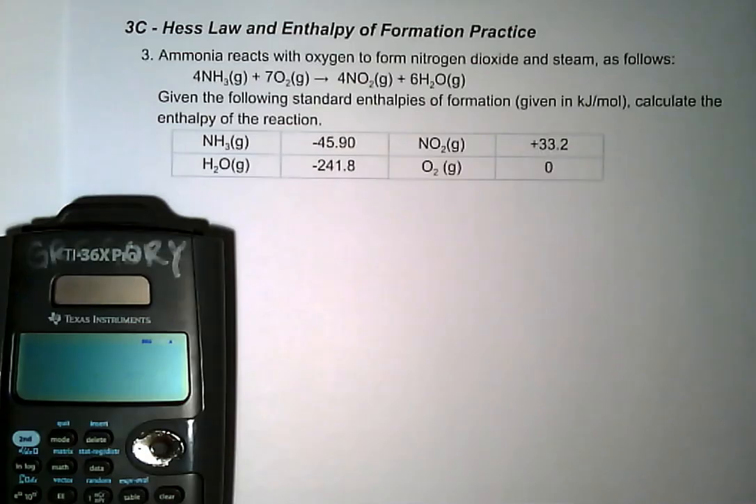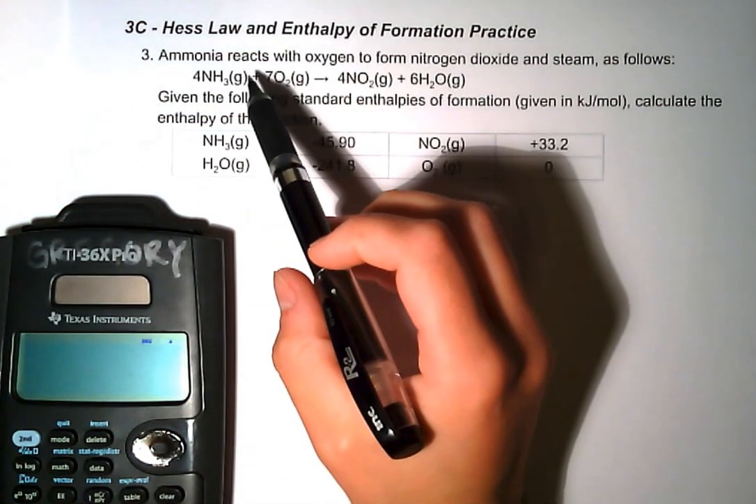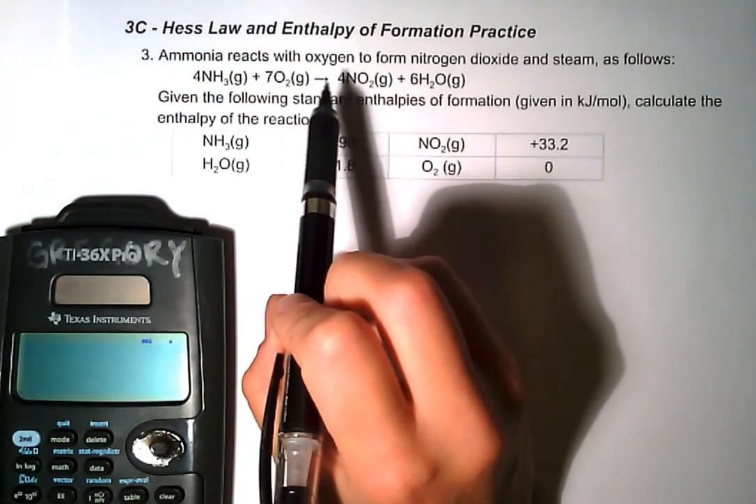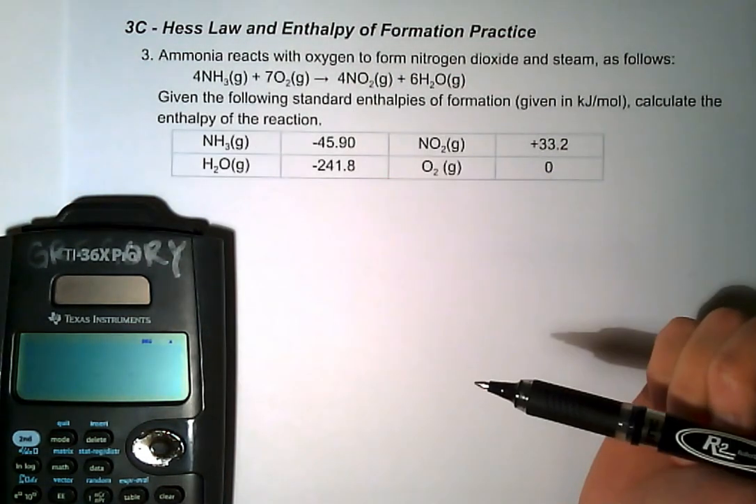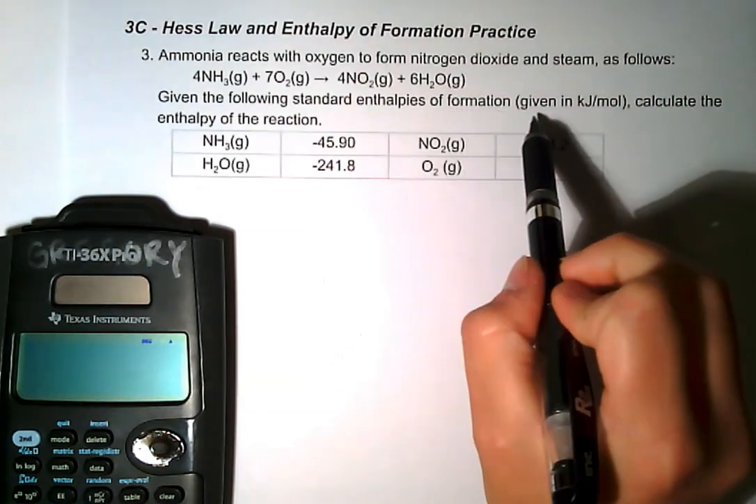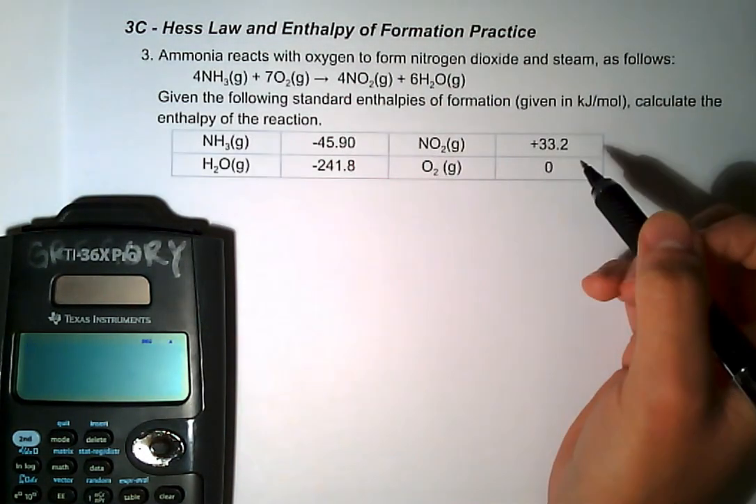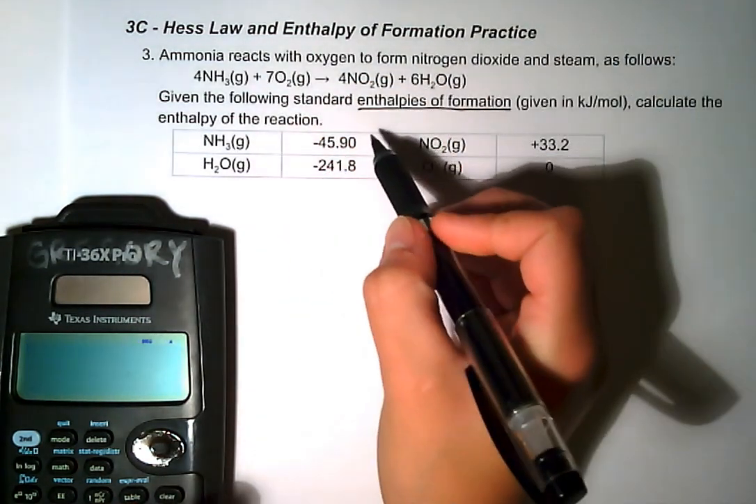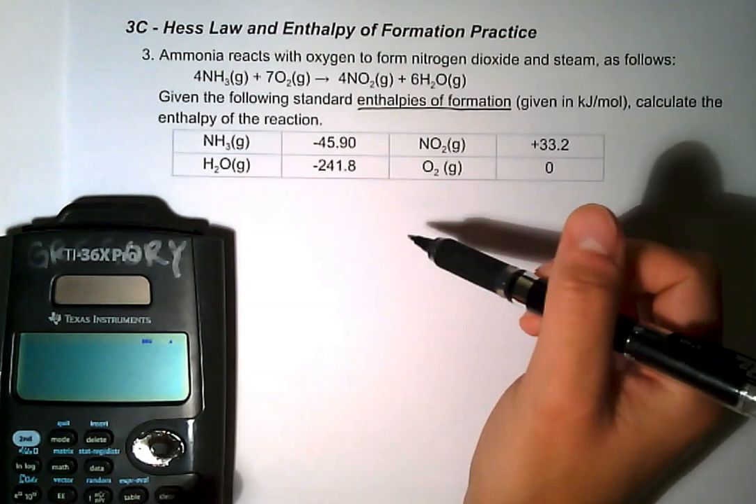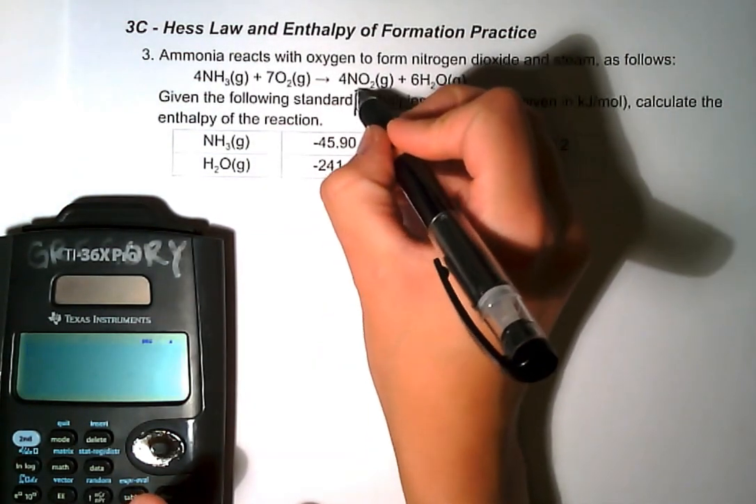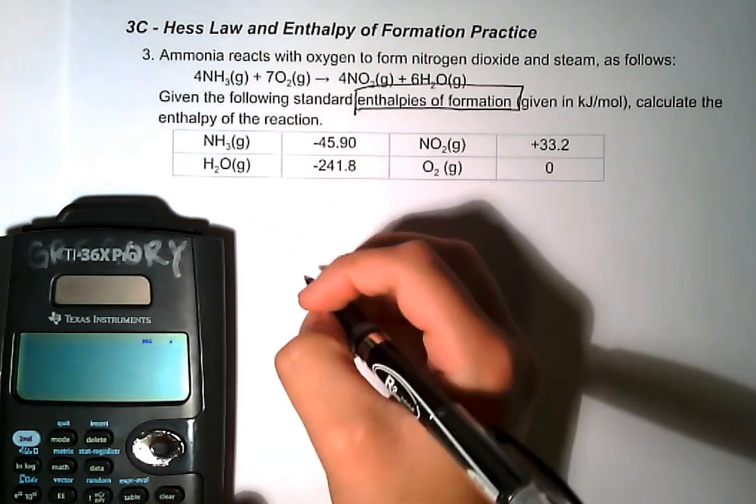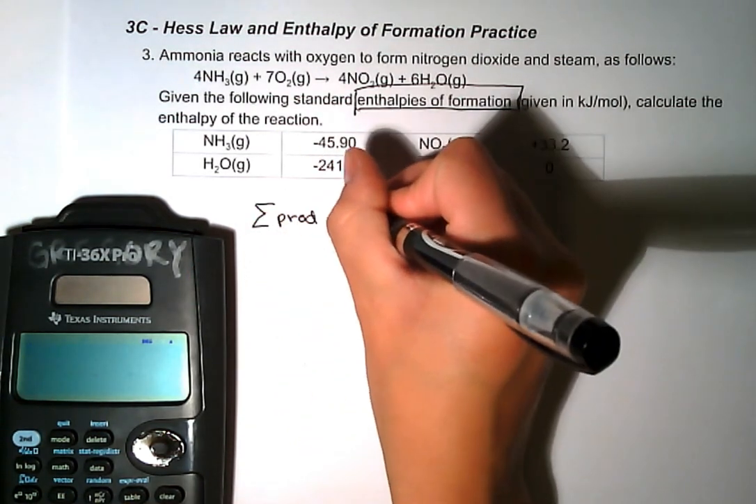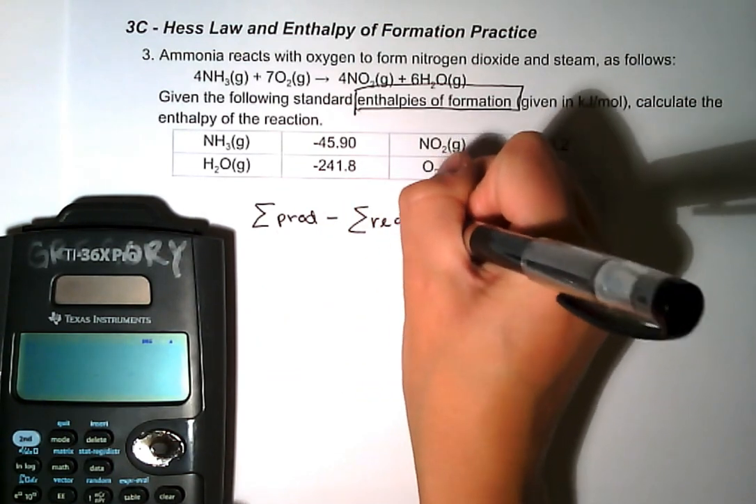Our next problem says ammonia reacts with oxygen to form nitrogen dioxide and steam as follows, and it gives us a nice balanced chemical equation. Given the following standard enthalpies, calculate the enthalpy of the reaction. And so this tells us that these are enthalpies of formation, so even though it doesn't specifically dictate it in the table, it's given up here. So we know that these are enthalpy of formation, so we need to do the sum of the products minus the sum of the reactants.